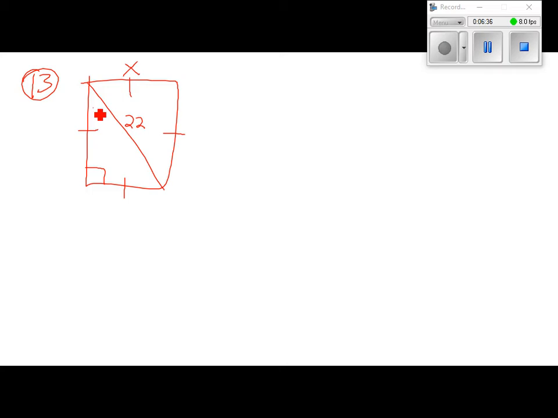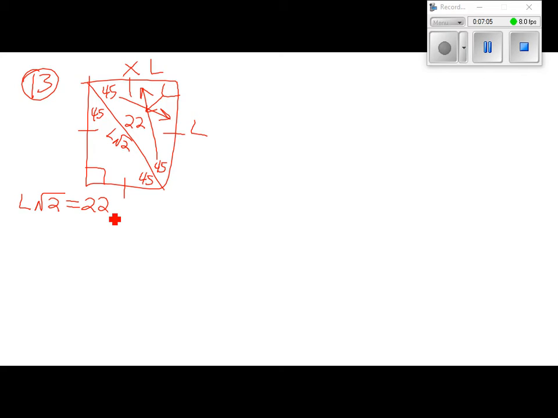Well, if that's a square, then that's a 45-degree angle, that's a 45-degree angle, that's a 45-degree angle, that's a 45-degree angle. In a 45, 45, 90 triangle, the sides across from the 45-degree angle should be labeled L. Side across from the right angle, which is right there, should be labeled L times the square root of 2. So this time, our equation is L times the square root of 2 equals 22.